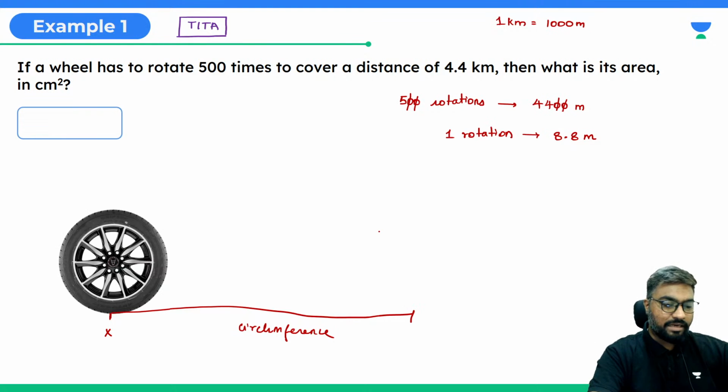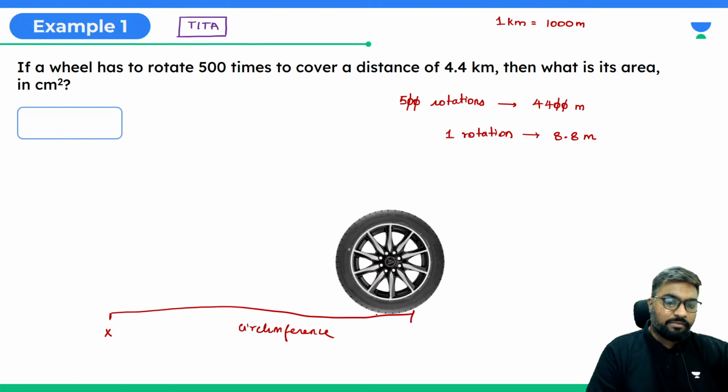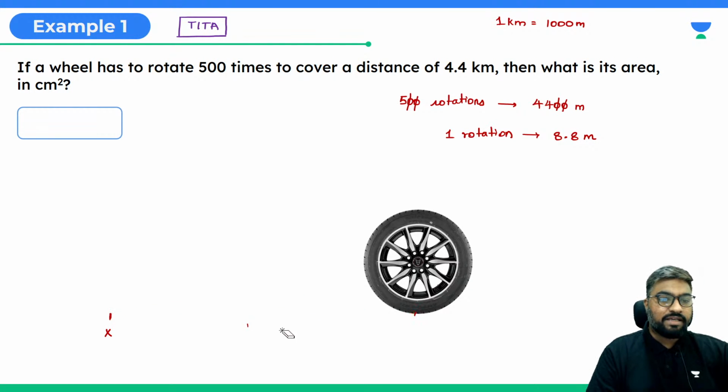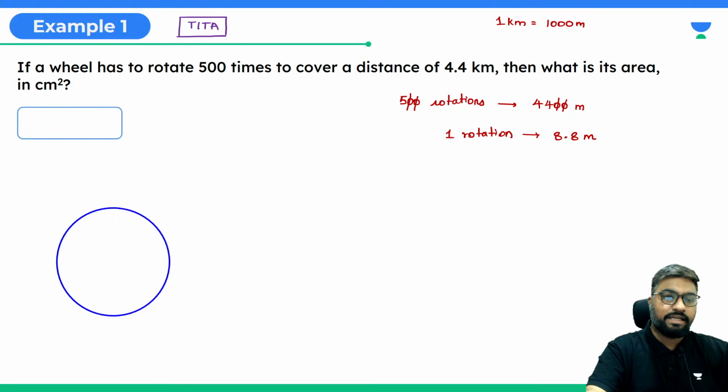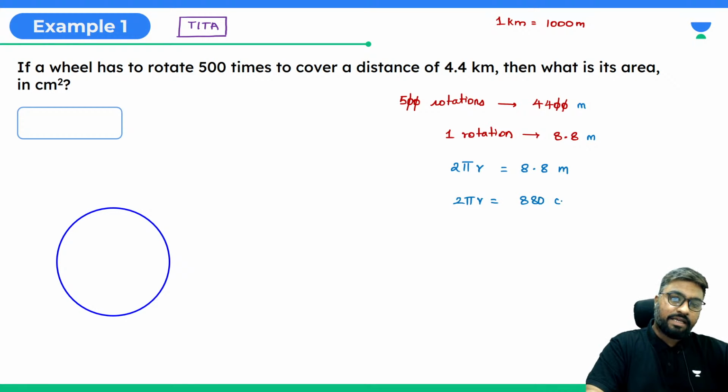Yes, I'll show the animation again. Try to imagine this. So wheel rotate हो रहा है, starting from this point, ending back at this point, its own circumference. Yes. So can we say that the circumference of the circle is basically given here? एक rotation में, मतलब एक circumference में 2 times pi times r will basically be this 8.8 meters. Sorry, या meters, ठीक है, चलो meters, या फिर in centimeters we can say 2 times pi times r is basically 880 centimeters, because 1 meter is 100 centimeters.